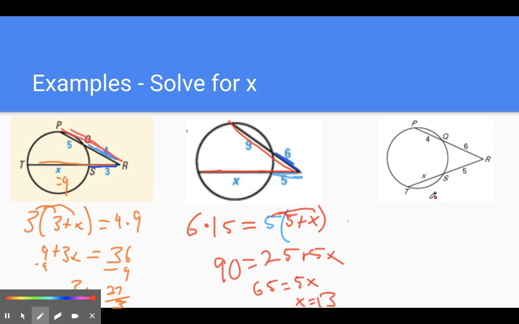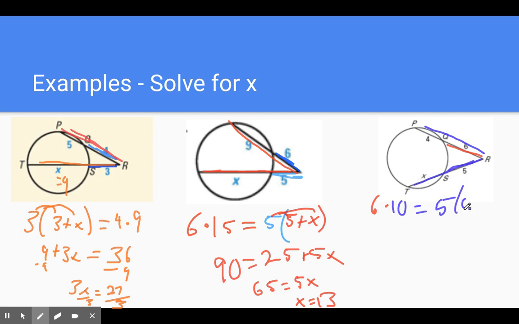Okay, and one more. External is 6 times the whole. The whole is 6 plus 4, which is 10, has to equal the external here, which is 5, times the whole, which is 5 plus x. Okay, so 6 times 10 is 60. All right, look at this. It ended up being the same thing.